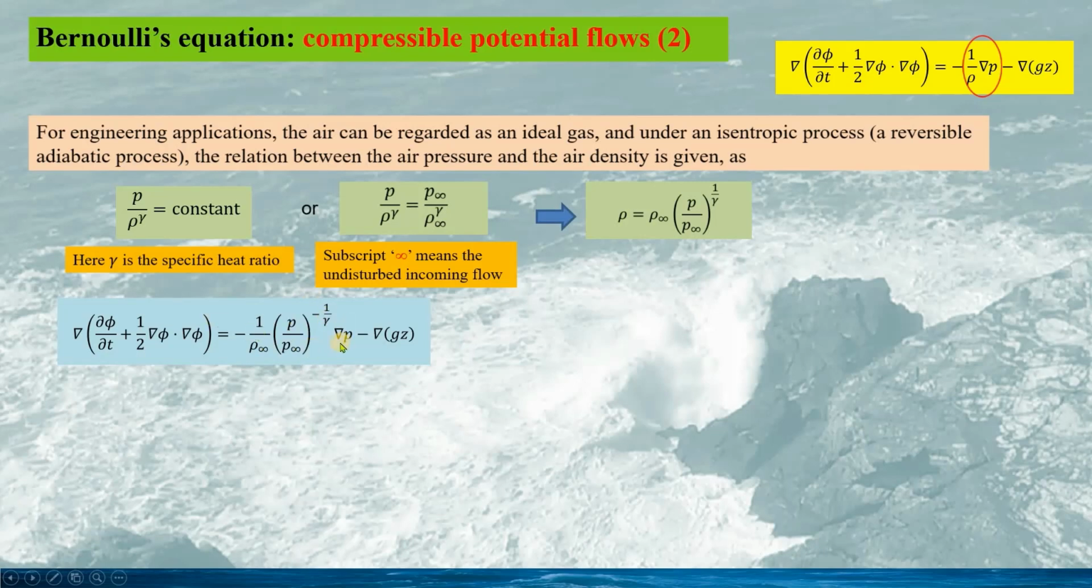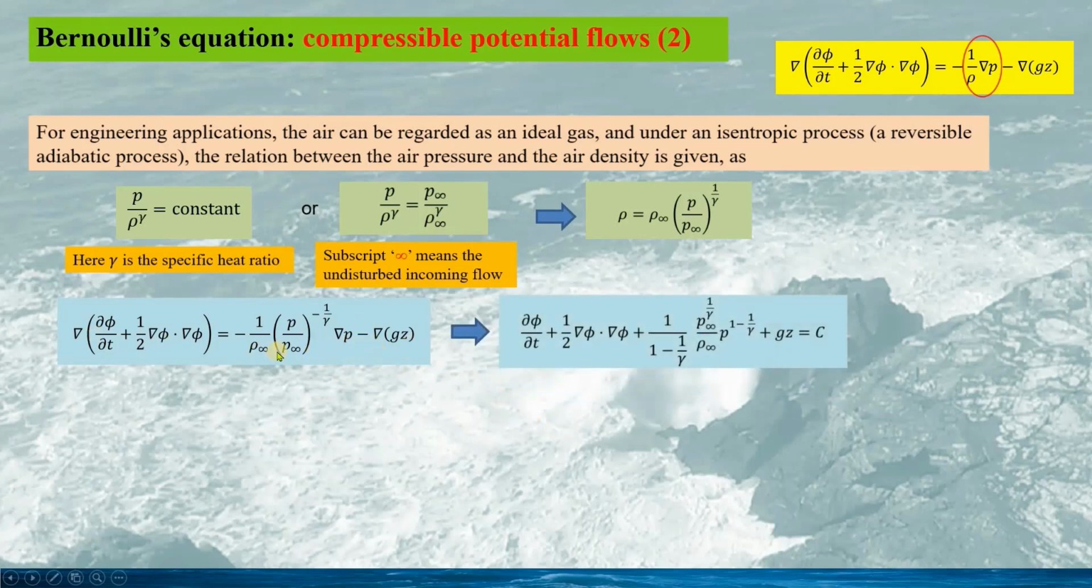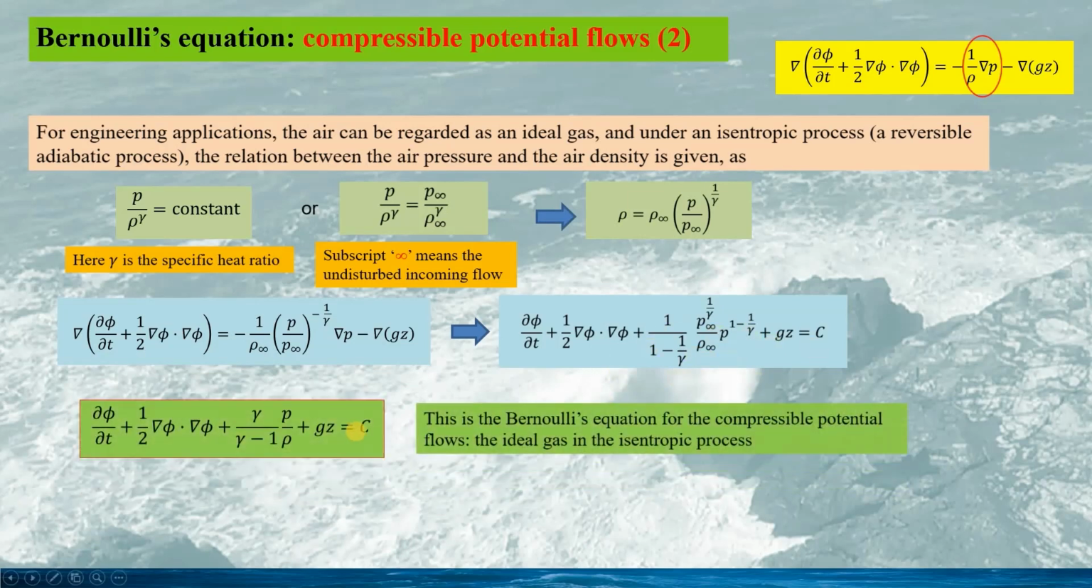Now this term is only dependent on pressure. It is integrable, so we can integrate this equation. We obtain the integral form of the Euler equation for the compressible potential flow as this. And we can make mathematical manipulation. We can obtain the Bernoulli's equation for the compressible potential flow as this.